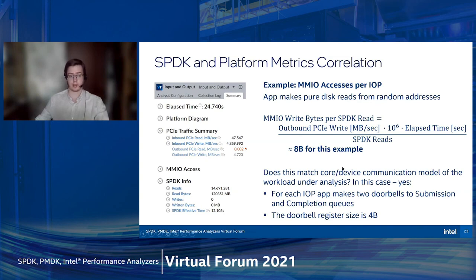So in this case, it matches, because for each IO operation, the application makes 2 doorbells into the submission and completion queues, and the doorbell size is 4 bytes. So this is exactly 8 bytes for each IO read. In case you see that the number of bytes written through MMIO is much higher than you expect, you can, as I showed, just drill down into the MMIO access locating and see where these excessive accesses come from. So this is how SPDK level and platform level metrics can be used jointly.